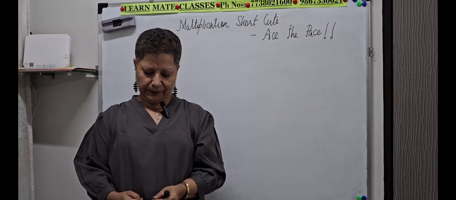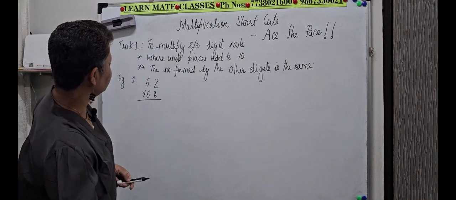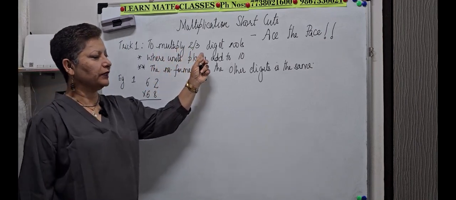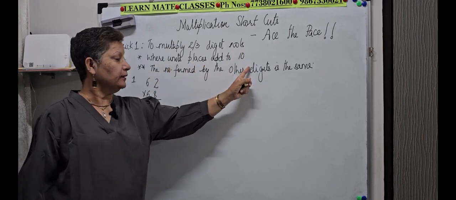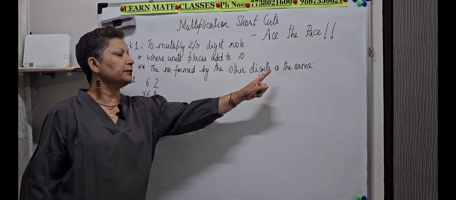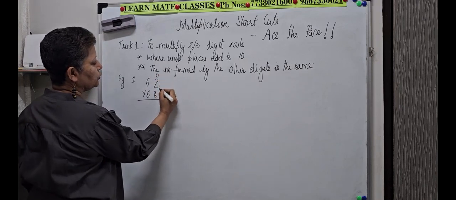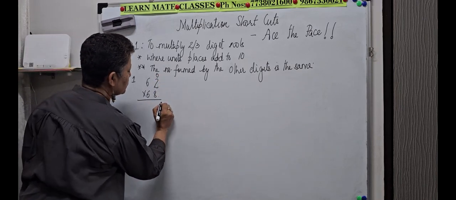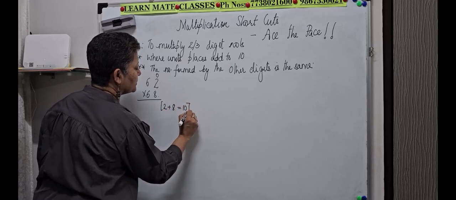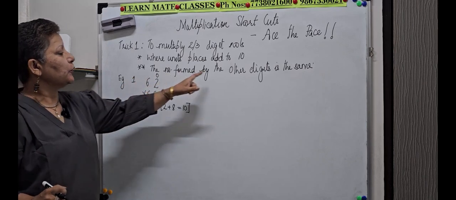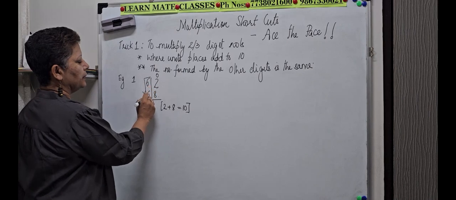As I've told you, multiplication of two-digit numbers. So as you can see, we are going to be multiplying 2 or 3-digit numbers with the condition that the units place digits add up to 10 and the number formed by the other digits remains the same. Let's look at this example. Where are the units place digits? These are 2 and 8 and they add up to 10. So here the first condition is being satisfied, that 2 plus 8 add up to 10 and the number formed by the other digits remains the same. So 6 and 6, this number is the same.